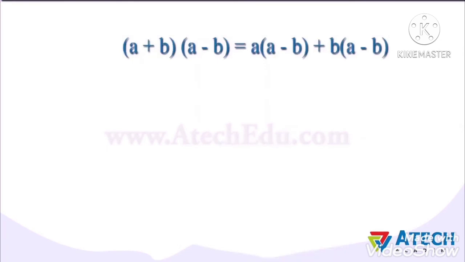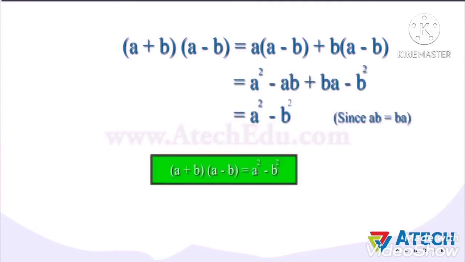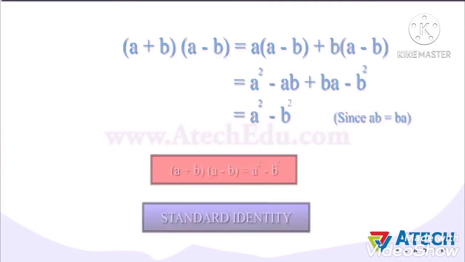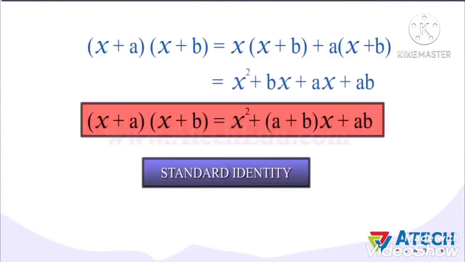The product of (a plus b) and (a minus b) can be simplified as a multiplied by (a minus b) plus b multiplied by (a minus b). Upon further simplification, we get a square minus b square. The next standard identity is the product of (x plus a) and (x plus b) is equal to x square plus x times (a plus b) plus ab.